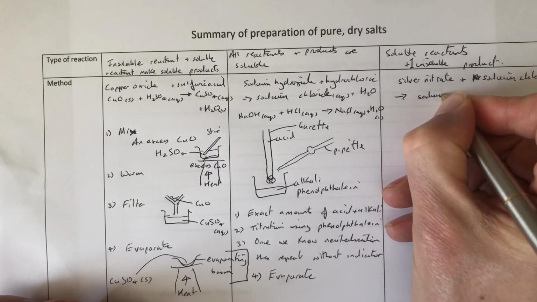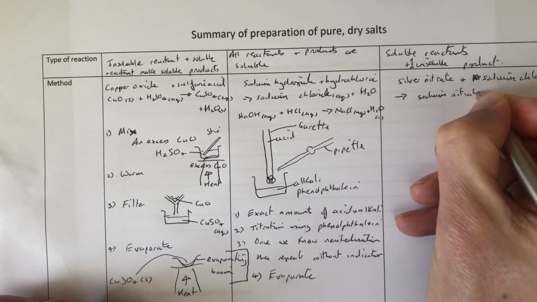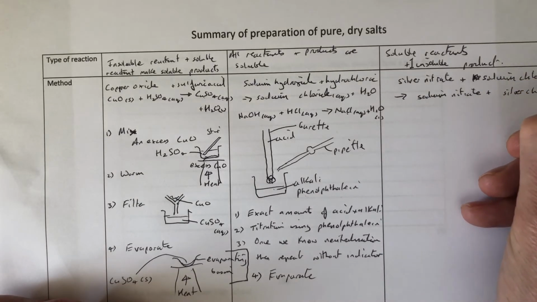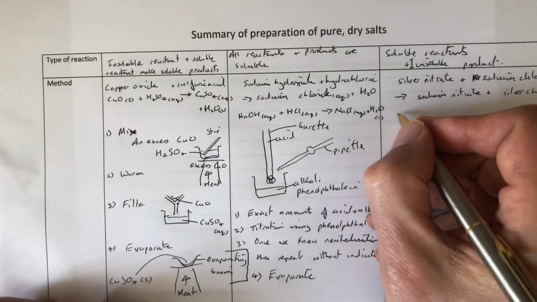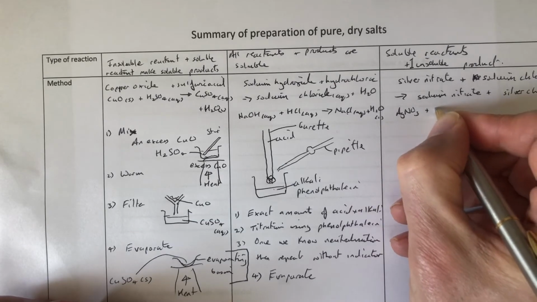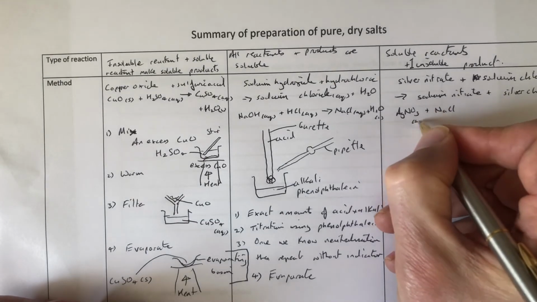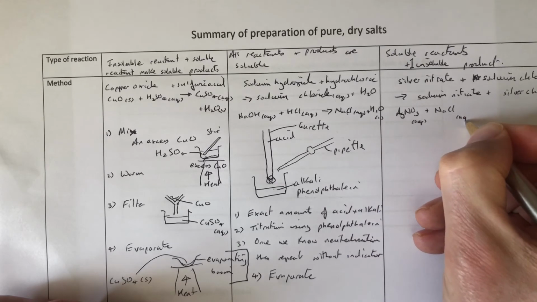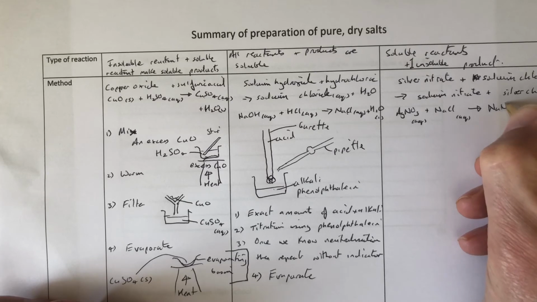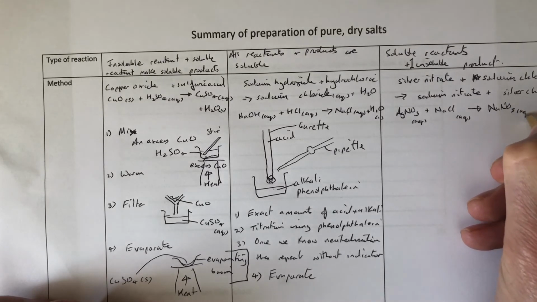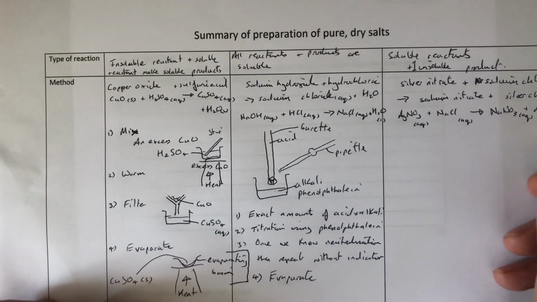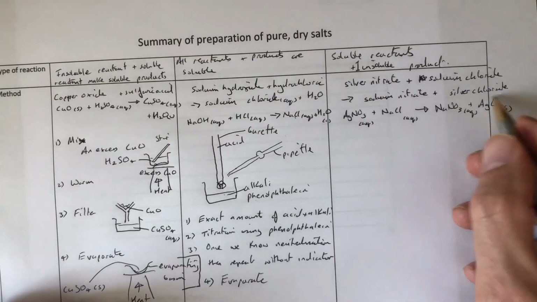Now that makes sodium nitrate, which is soluble, and silver chloride, which is not. That's a solid. So it precipitates out. So I'll give you a simple equation, AgNO3 plus NaCl, all soluble. So that's soluble, aqueous. That's soluble, aqueous. That's going to make sodium nitrate, NaNO3. That's soluble, aqueous, plus AgCl, and that is a solid. So we want a pure dry sample of that solid there.